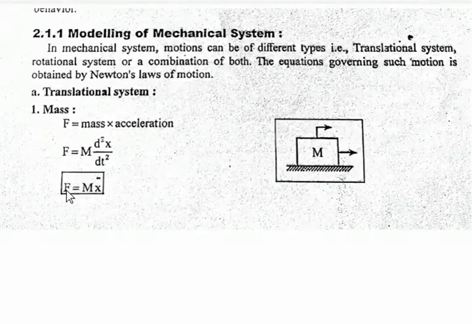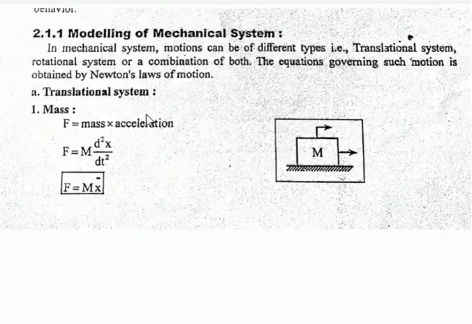So F is equal to m x double dot represents the mathematical modeling of mass in the translation system. How do we get this mathematical expression? By applying Newton's law of motion, we can get the mathematical expression for this mass in the translation system.